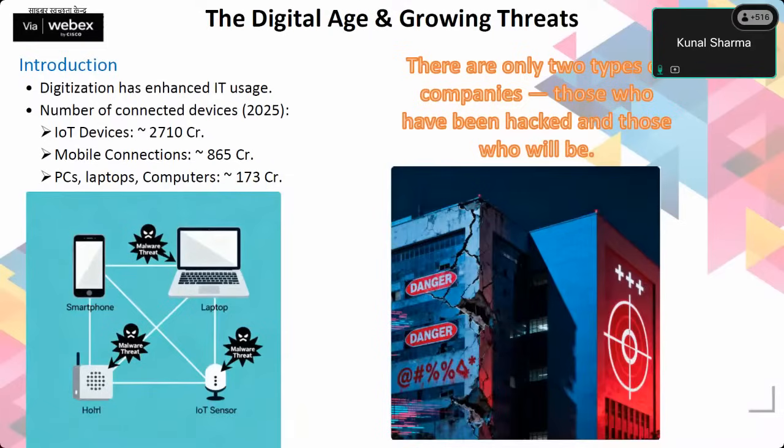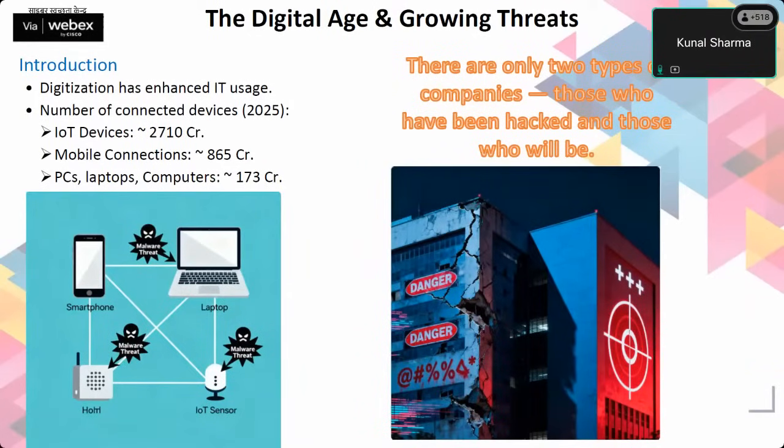Like worldwide, IoT devices are almost 2,700 crores. Mobile connections are almost 860 plus crores. PCs, laptops, and computers are almost 173 crores plus. So all these have brought convenience to us, but also they are providing avenues of attack for the cyber attackers. They have so many windows now, and they just need one window to enter into our cyberspace.